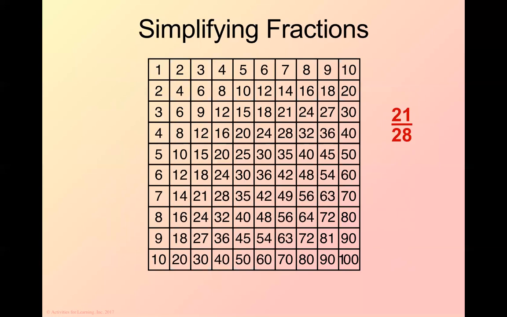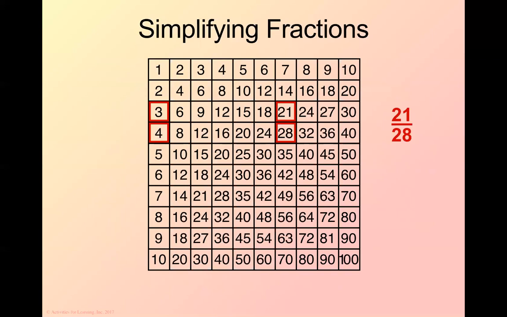So let's try to simplify now. Let's do 21/28. Again, I need to find the two numbers, the numerator and the denominator, in the same column. They need to be in the same column up and down, but they do not need to touch. So do you see 21/28? Look in the sevens column right there, 21/28. And I take it to the left and I can simplify it down to 3/4.